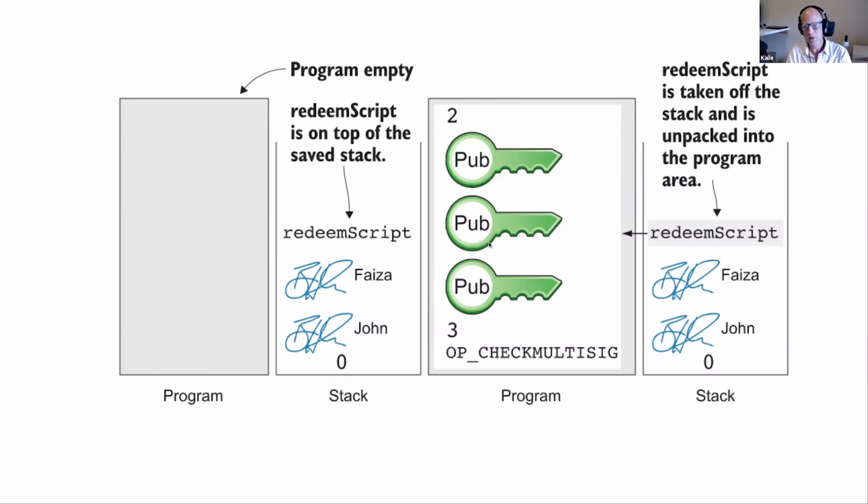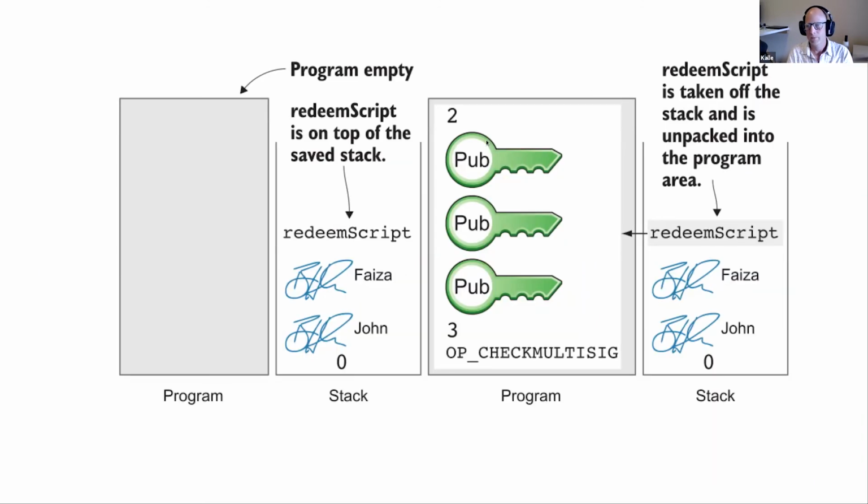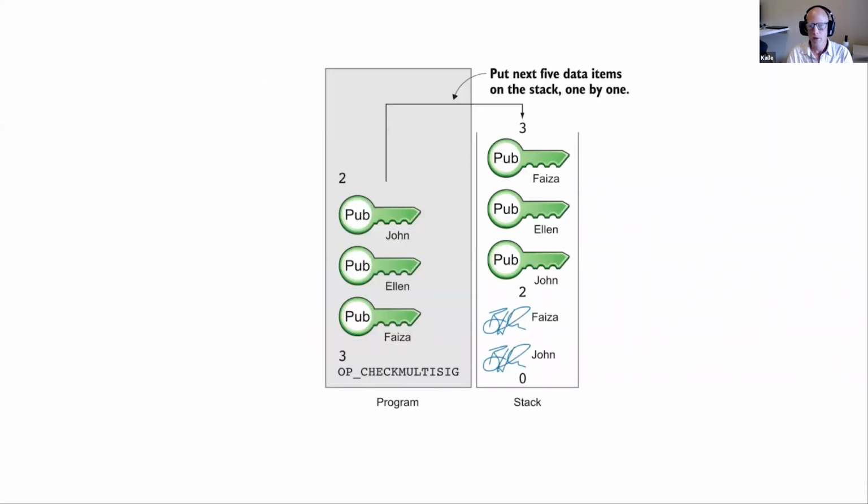I will go back to this picture here. As you recall, this redeem script is this program right here. So it unpacks this redeem script onto the program area, and then it starts to run this redeem script. And as always, we push data items to the stack. So we push the 2 down here, and then we push John's public key here, Ellen's public key here, Faisal's public key here, and a 3.